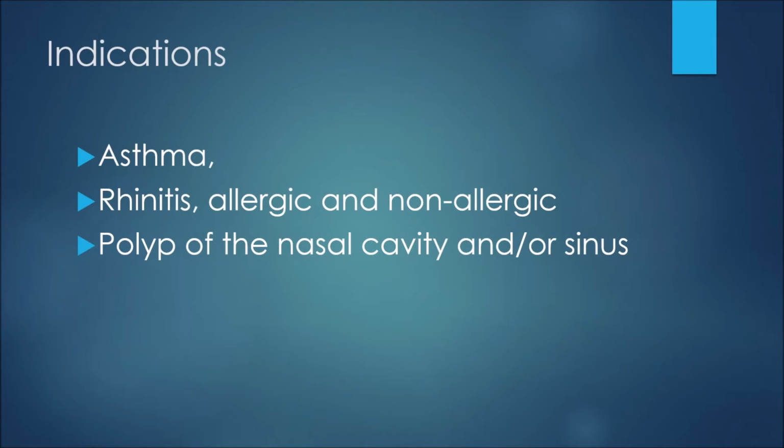In terms of indications, or reasons we would prescribe this medication to a patient, beclomethasone may be prescribed for asthma, as well as rhinitis, whether it be allergic or non-allergic. And finally, this medication can be prescribed for polyps of the nasal cavity and or sinus.